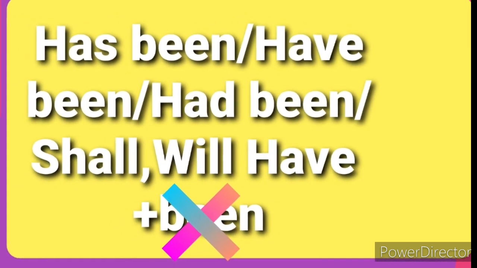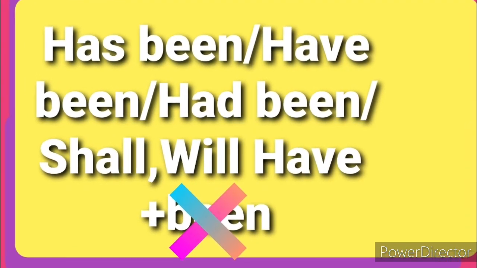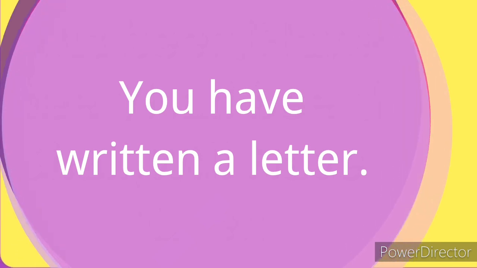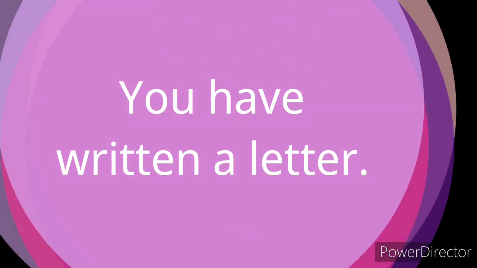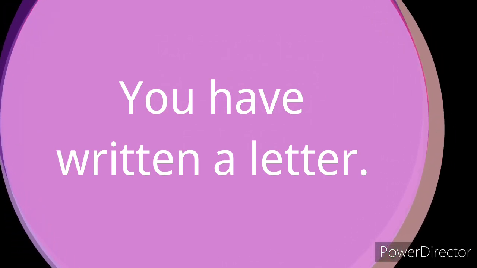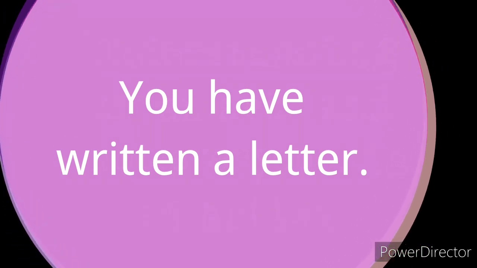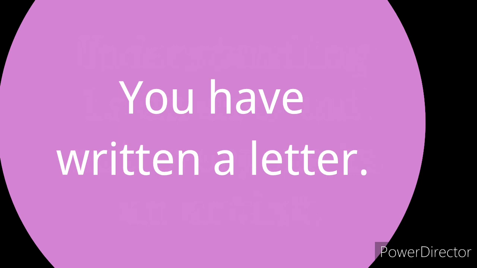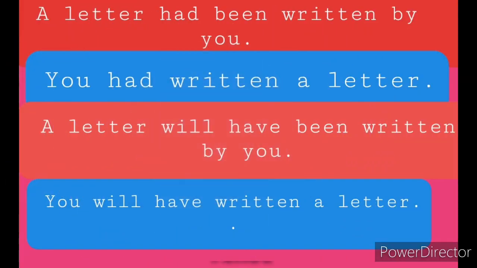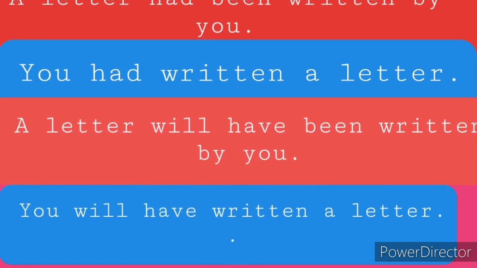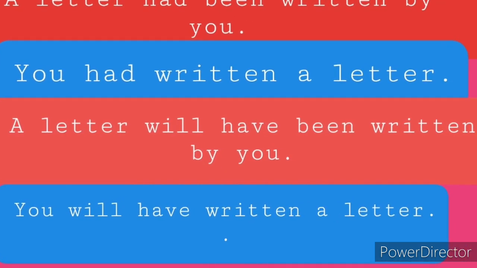So now the sentence will be: you have. Again, we know that in all the perfect tenses we are supposed to use the third form of the verb, so we will use written. So the sentence will be: you have written a letter. This will be the correct answer. If the sentence was a letter had been written by you, the answer will be you had written a letter. If the sentence is a letter will have been written by you, the answer will be you will have written a letter.